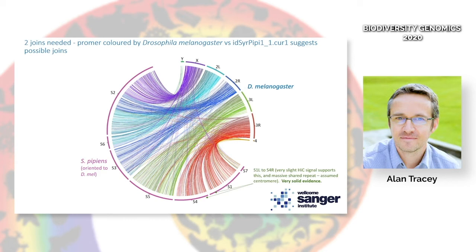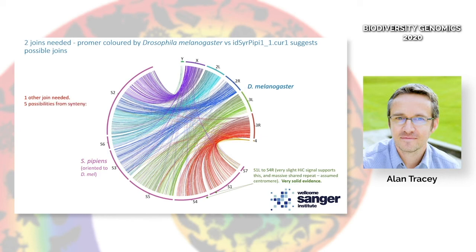Going back to the Hi-C map, I could see a weak but significant Hi-C signal between S1 left and S4 right, and these scaffold ends were found to have a shared large tandem repeat. This repeat gives us an explanation for the weaker than normal Hi-C signal between these scaffolds and a mechanism by which they would join. So we know that one more join is needed.